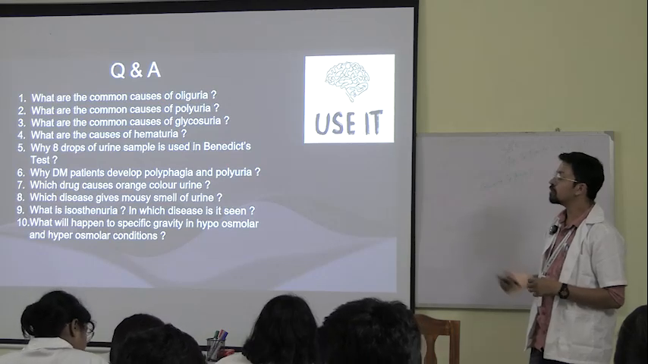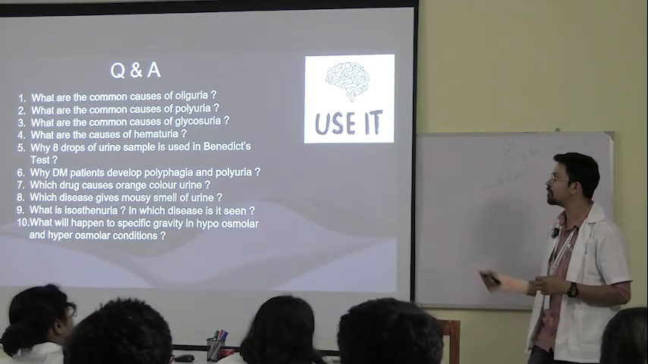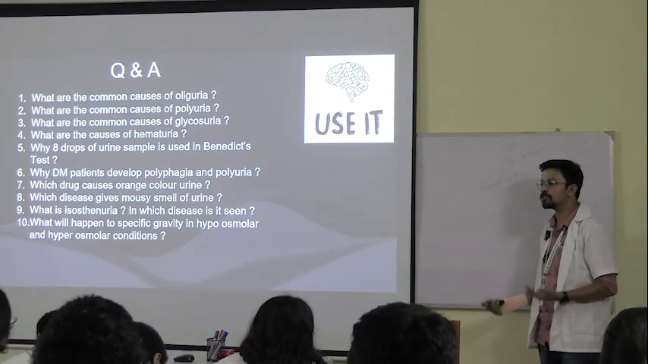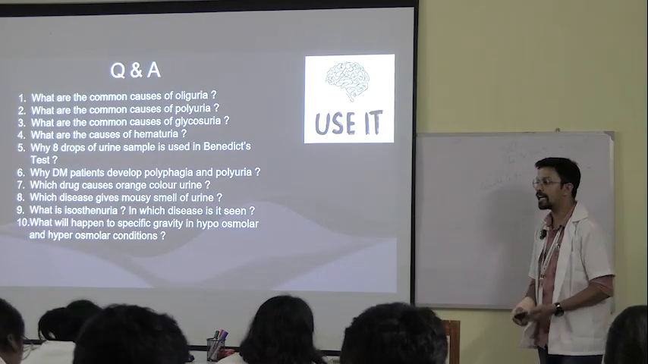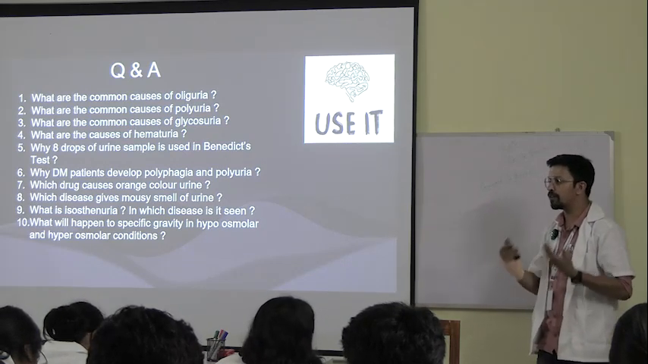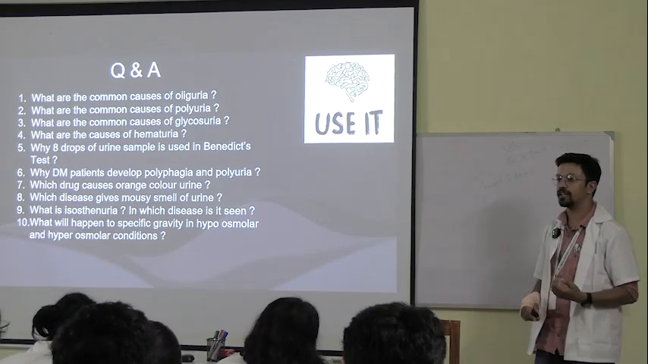So, what are the common causes of oliguria? Again, back to dehydration. Dehydration is a cause of oliguria because the water is already getting out. It can be because of diarrhea. It can be because you have been exposed to the sun for a long time and because of that you have been sweating profusely. Vomiting, exactly. These are the causes of oliguria.